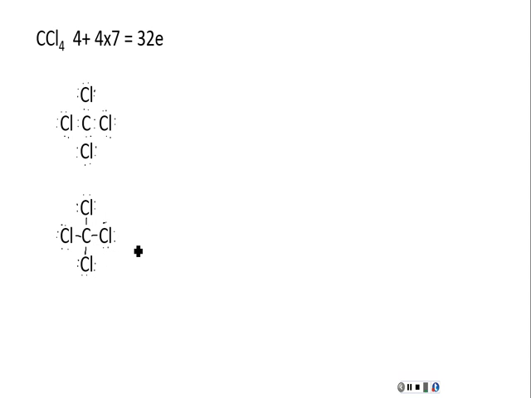And there we have it. So this is the Lewis structure for carbon tetrachloride, 4 bonding pairs and 12 lone pairs.